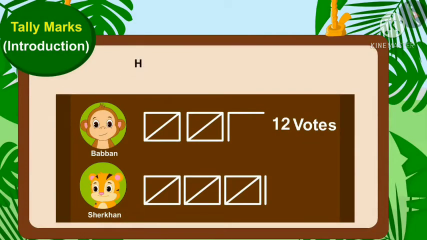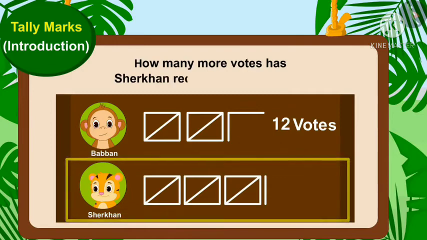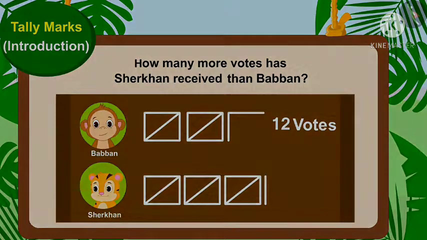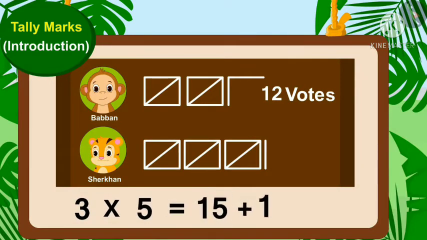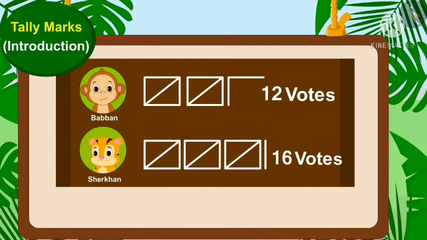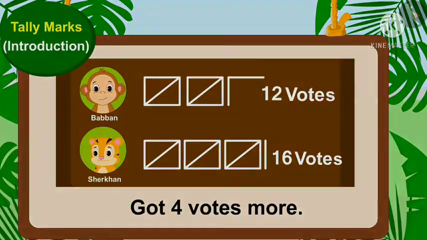Children, can you tell how many more votes Sher Khan has received than Babban? Sher Khan's votes consist of 3 groups of tally marks and 1 line. Sher Khan has got 3 times 5, 15, plus 1, 16 votes. And Babban has got 12 votes. This means Sher Khan has got 4 votes more than Babban.